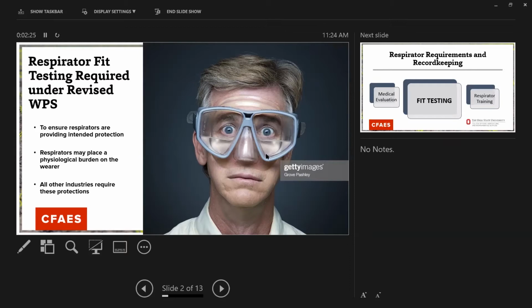Additionally, respirators may place a physiological burden on the wearer. Okay, if you have any heart abnormalities or heart conditions, lung conditions, it could be an undue burden on that person. Not necessarily just for pesticide applications. There are a lot of other industries who require their employees to wear respirators if you're in construction or manufacturing.